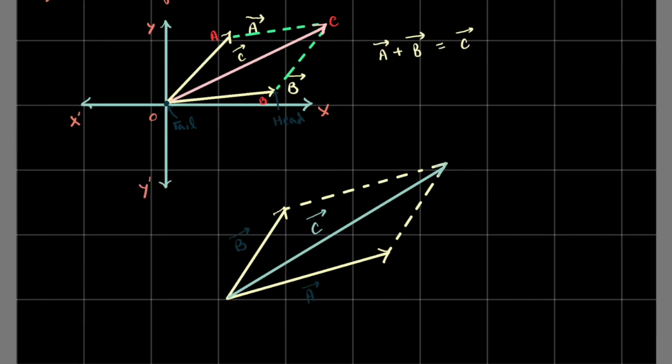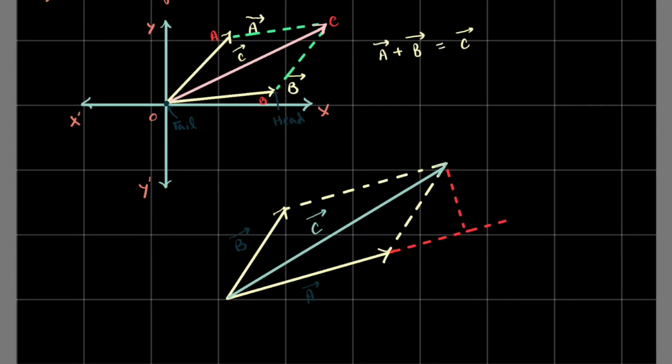Okay, let me extend this A vector by a bit. I have extended the line of the A vector by a bit. Okay, and I made that dotted. And now let us drop a perpendicular from this vertex. Let's drop a perpendicular from this vertex down to the extended line of the A vector.